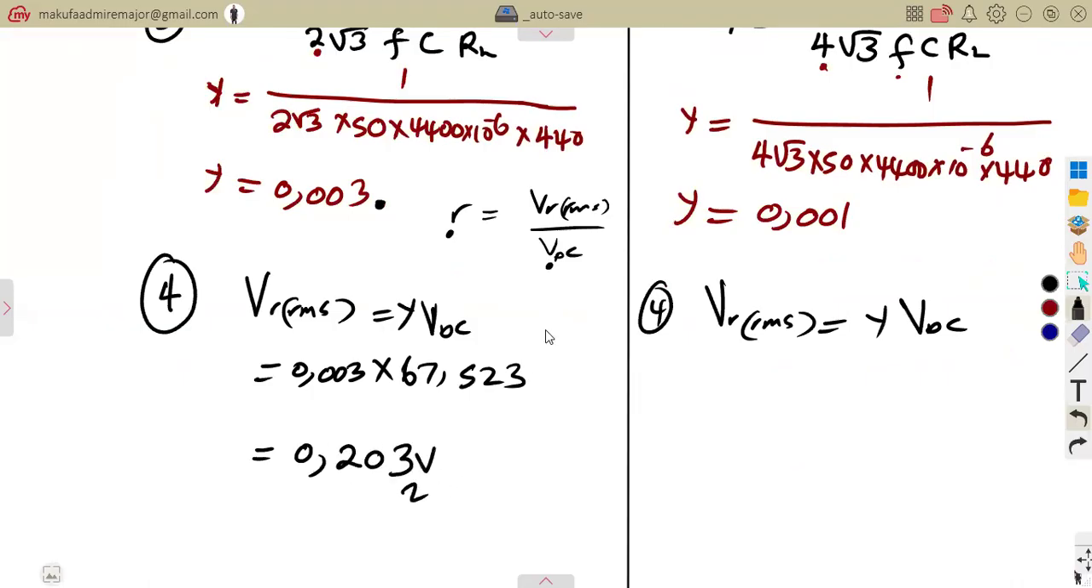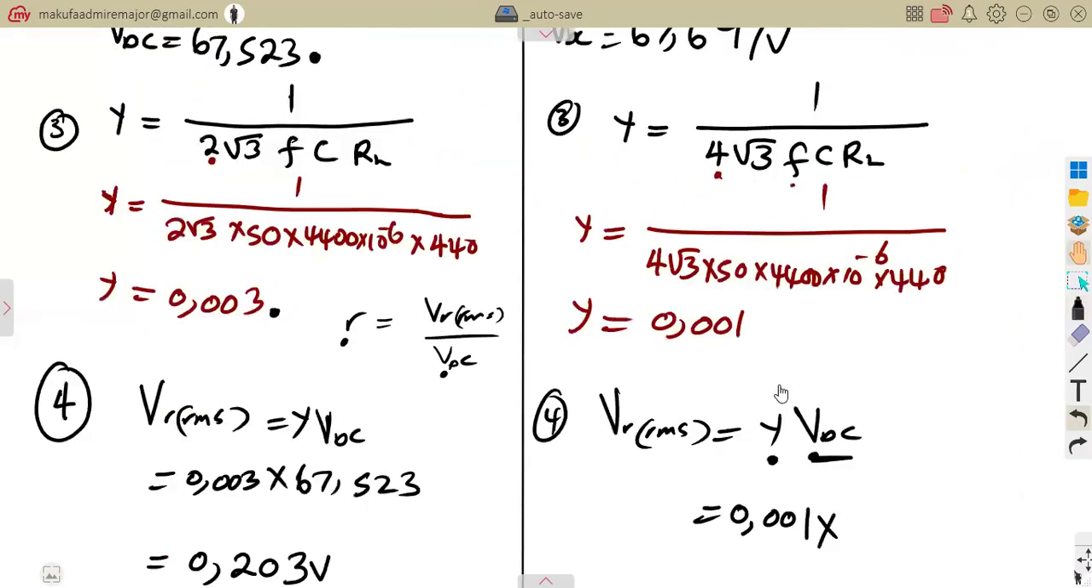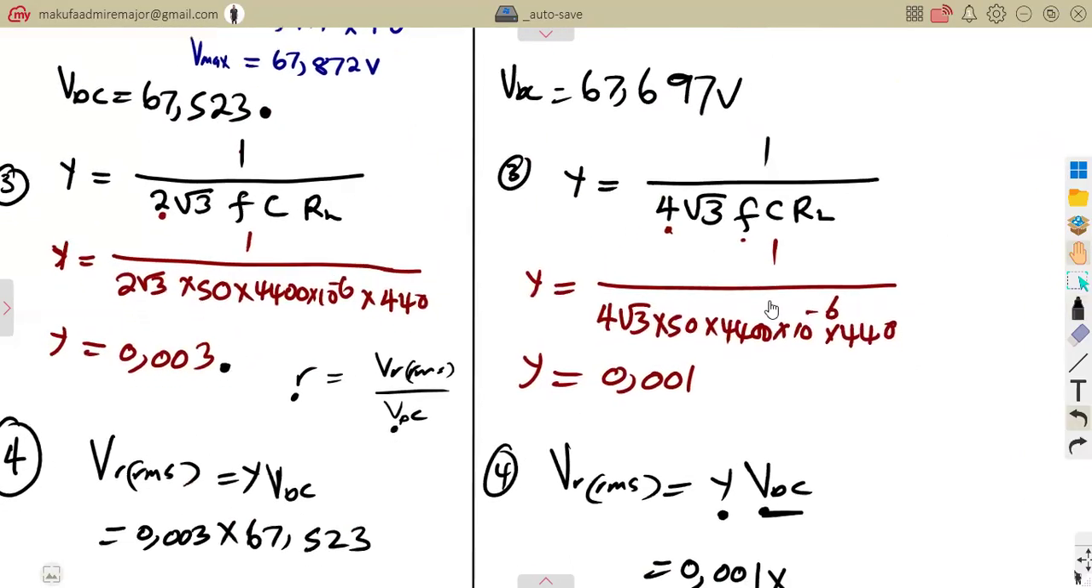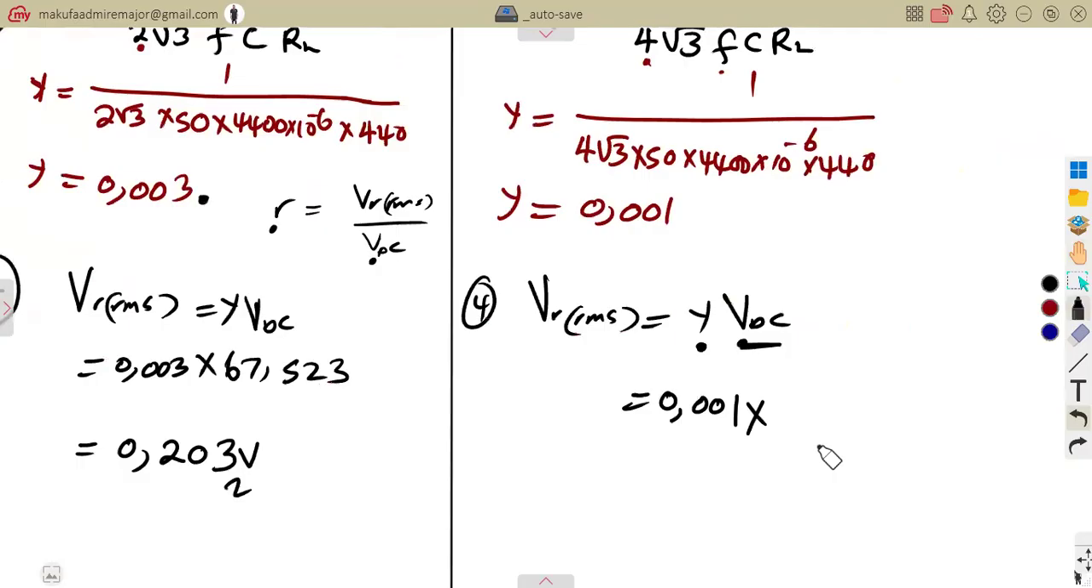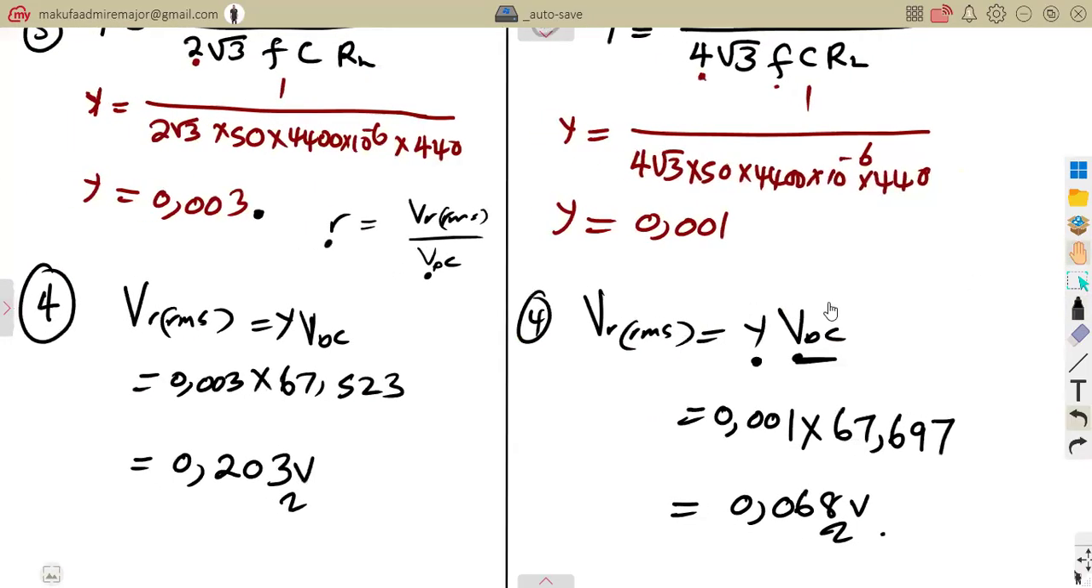0.203 volts. On the other hand, what is just different are the values here, but the formula is simply the same. So it's going to be 0.01 times, remember your VDC on the full wave, it was 67.693. That is going to give us approximately 0.068 volts as our ripple voltage for the full wave.